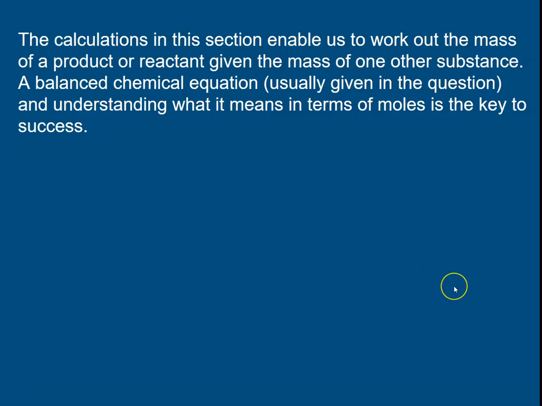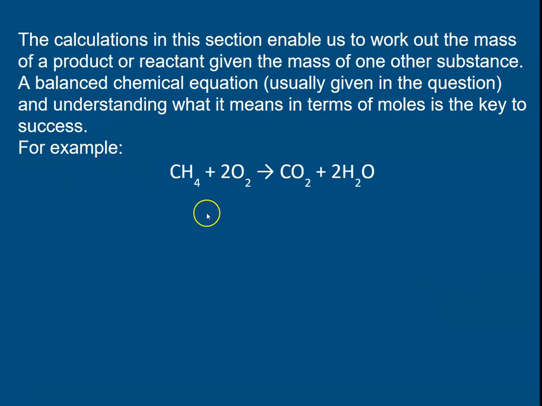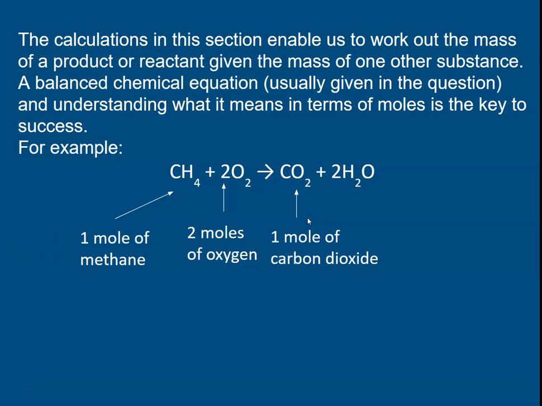99% of the time this will be given in the question. So all you need to understand is that this means 1 mole of methane reacts with 2 moles of oxygen to give 1 mole of carbon dioxide and 2 moles of water. So the big numbers in front, where they're there, mean numbers of moles. And of course, we never write 1 in a balanced chemical equation. Just seeing CH4 means we've got 1 lot of that substance, or now 1 mole of that substance.